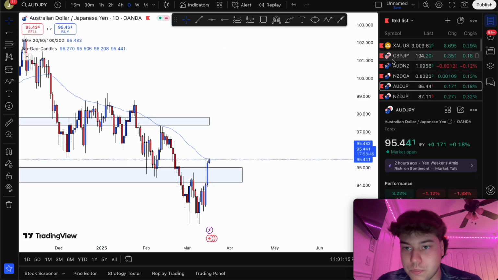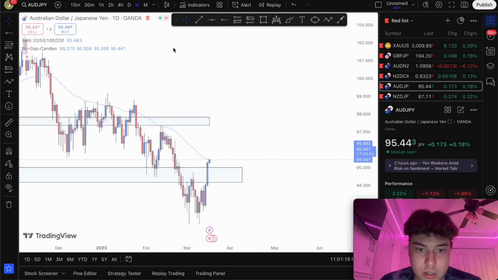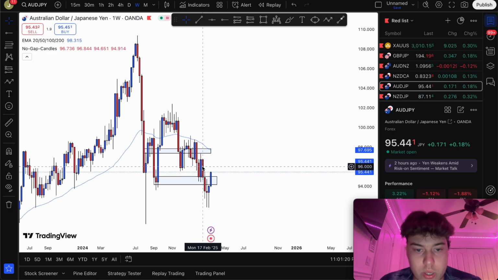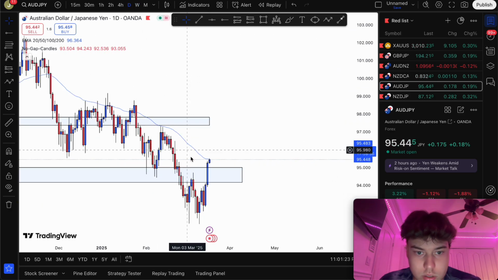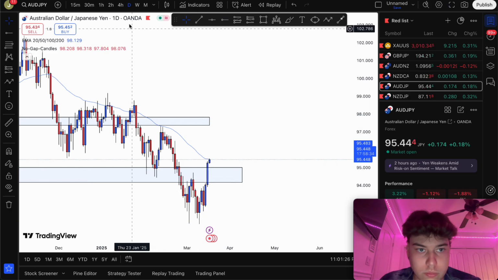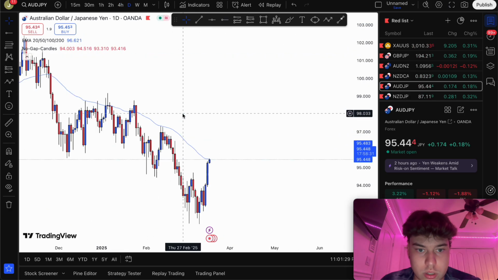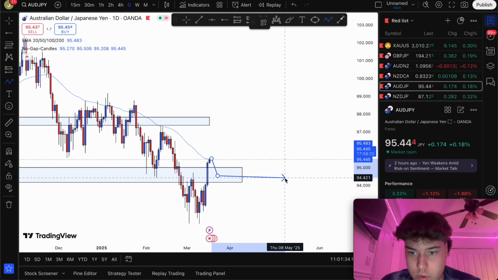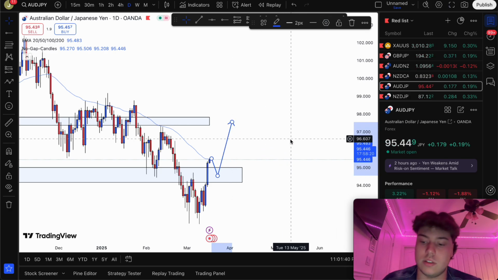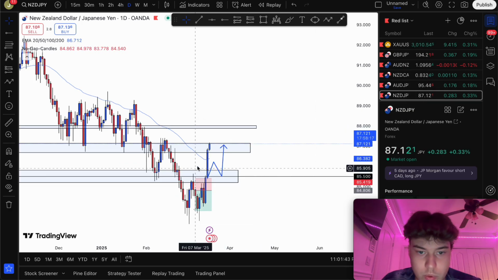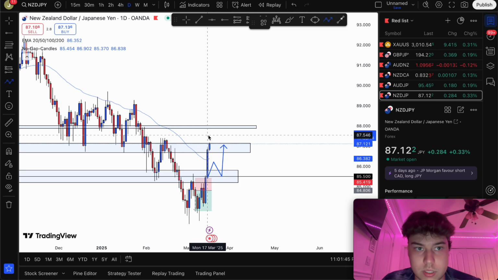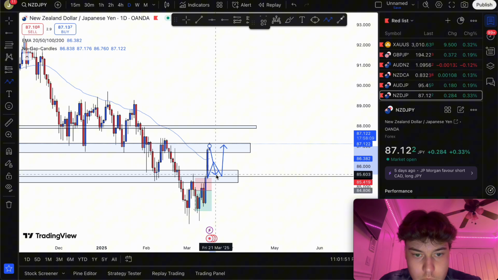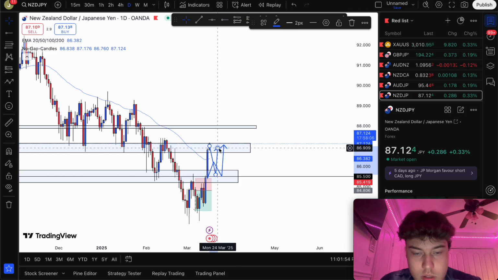It's the same scenario as GBPJPY. Weekly bearish, daily bullish. We broke structure, and then 4-hour bullish. So I'm anticipating price to retest the area of interest we broke, with the psychological level 94.500, to then buy to this level. And same thing with NZDJPY. The daily and the 4-hour are both bullish, and the weekly is bearish. I want price to come all the way down here, retest to then buy.